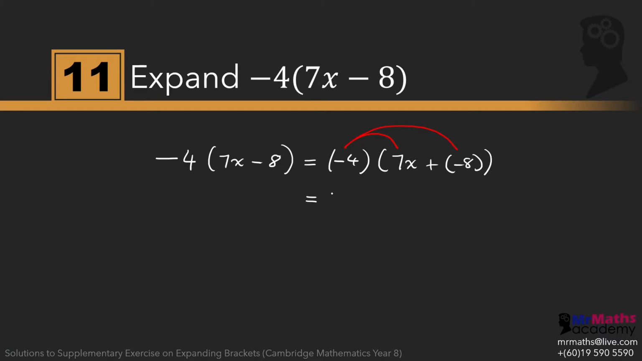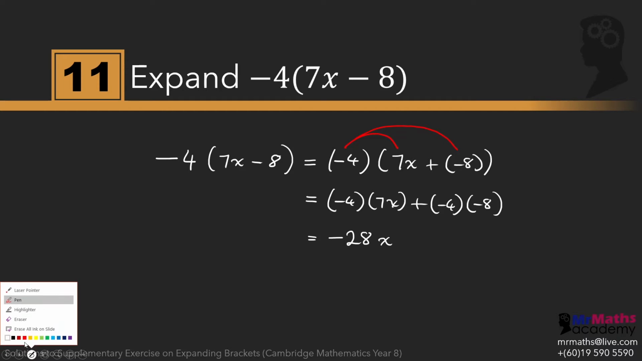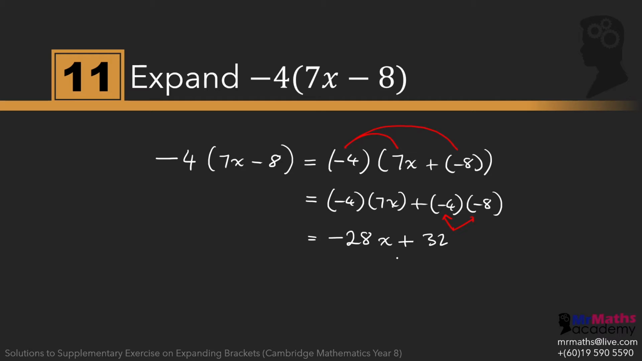So this is equal to minus 4 times 7x plus minus 4 times minus 8. Minus 4 times 7 is equal to minus 28x. And then we have two minus numbers multiplied together, which results in a positive number. So 8 times 4 is 32, plus 32, and that's the final answer.